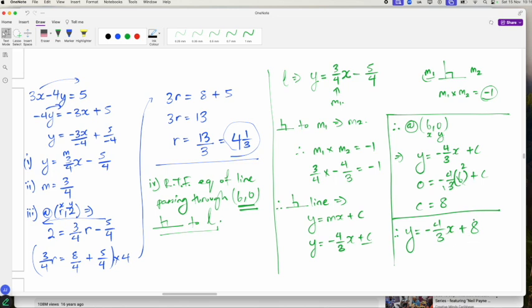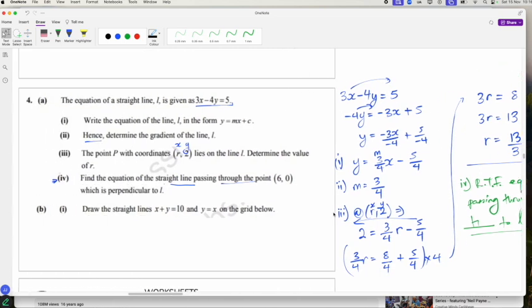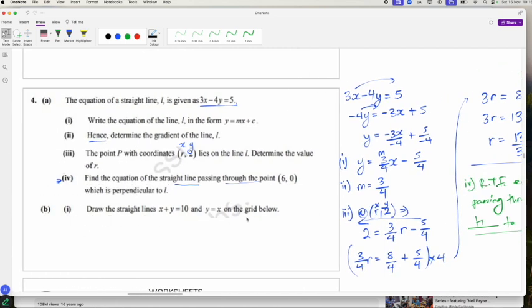Now this is actually your O-level question. This is what your O-level maths question will look like when you're writing your normal maths exam. Now it has a part B, draw the lines. Do you feel like you can do that?